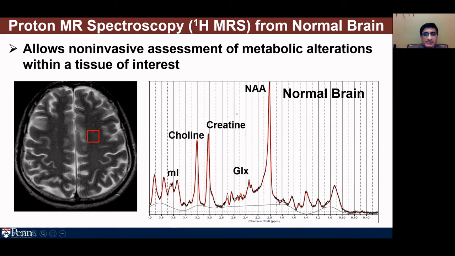Creatine is a marker of energy metabolism. Choline is a marker of cell density and cellular growth. Myo-inositol is an osmolyte, and it's a marker of gliosis. And this is the Glx, which stands for the combination of glutamate and glutamine. As we know, glutamate is an excitatory amino acid, and glutamate is also involved in cellular growth and cellular migration. Higher levels of glutamate have been observed in brain tumors and also in those regions which are associated with seizure activity. So this is the particular spectrum of a normal brain.